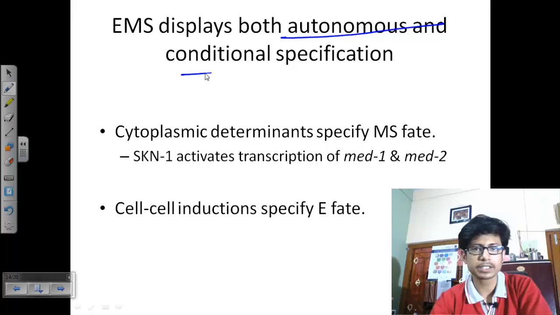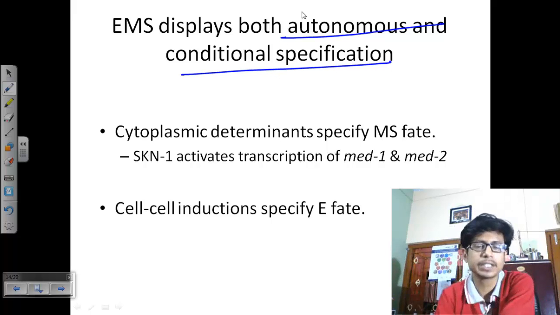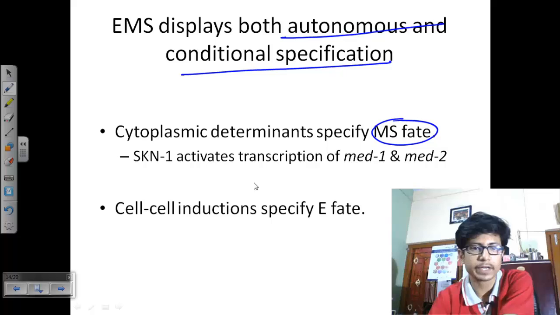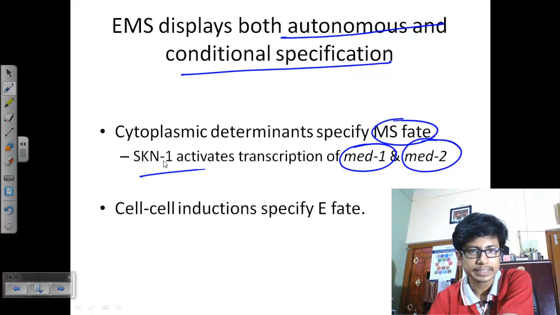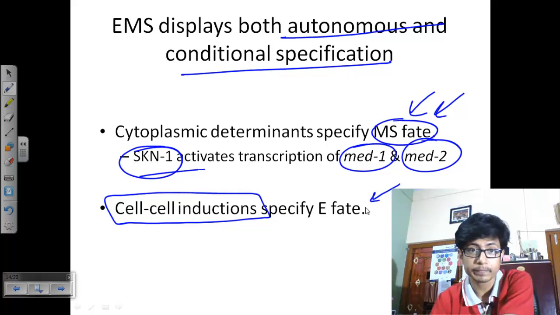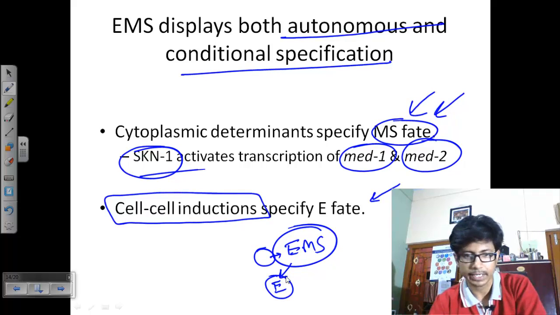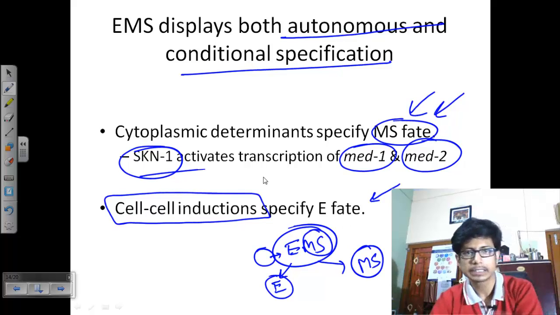EMS displays both autonomous as well as conditional specification. Autonomous specification means it is already specified, a predetermined fate. But conditional specification means the production of a particular organ or tissue system will develop only if a specific protein is present. For example, cytoplasmic determinants specify the MS fate, like SKN1 activates the transcription of MED1 and MED2 genes. Right? This is the cytoplasmic determinant, SKN, and it determines the fate of MS. Where the cell-cell inductions determine the fate of E. Right? From the EMS combined cell, the nearby cell interacting and influencing ultimately turns and produces this E. But if there is the presence of this SKN1 protein, then only the cell turns into MS. Right, that's how the cellular fate is determined.